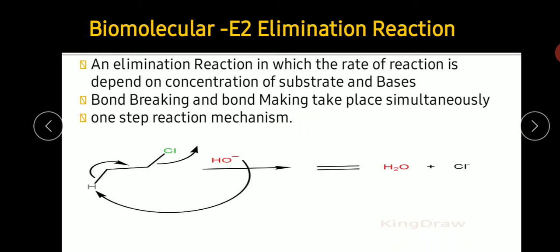Now see the example. OH minus abstracts this hydrogen atom and formation of double bond, and this chlorine atom is a good leaving group and leaves easily. Then formation of alkene plus water molecule plus chlorine, which is a good leaving group.